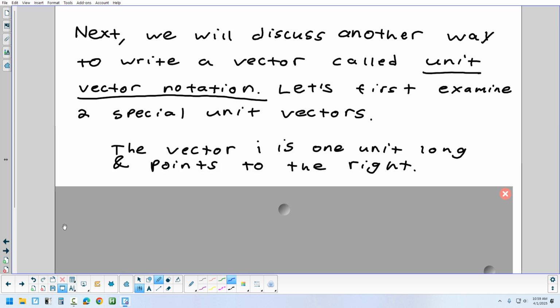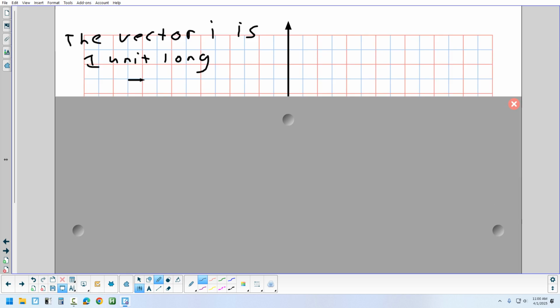So I, when you are referring to vectors, is a special name. And I is what we call a unit vector that points one unit to the right. Remind me again, what does it mean if it's a unit vector? It means something special. Yeah. The magnitude is 1. Yep. So I is a unit vector that points to the right. That is what I looks like. It's 1 unit long and it points right.